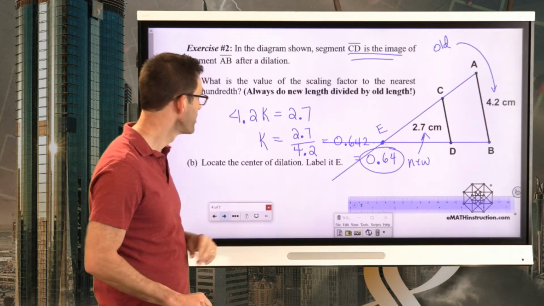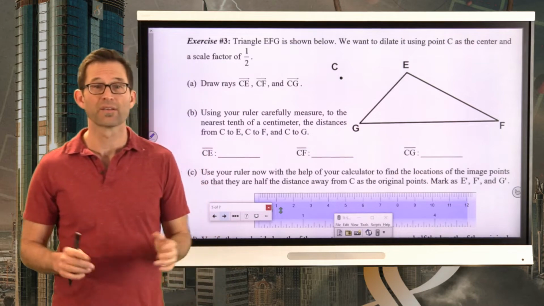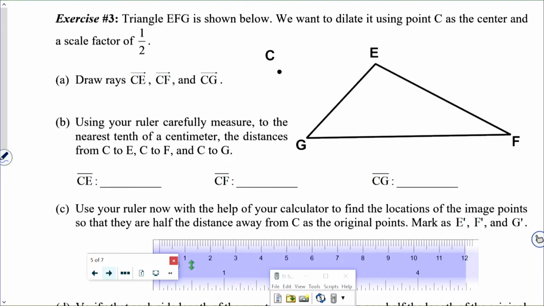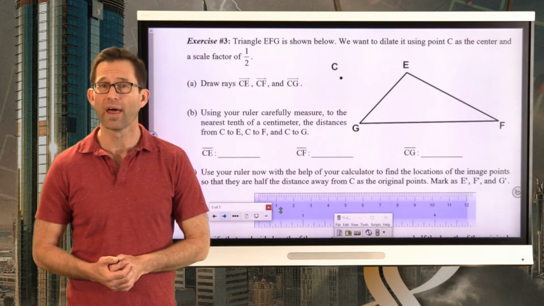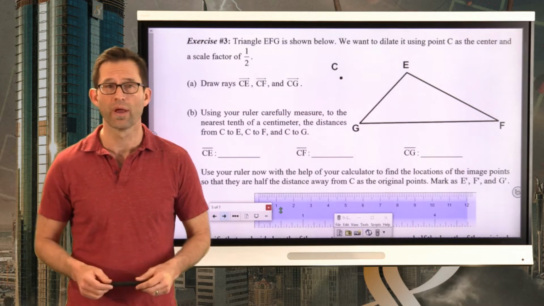Let's keep going. All right, let's take a look at exercise number 3. Triangle EFG is shown below. We want to dilate it using point C as the center and a scale factor of 1/2. Letter A asks us to draw rays CE, CF, and CG. Why don't you go ahead, pause the video, and do that now. Draw all 3 of those rays.